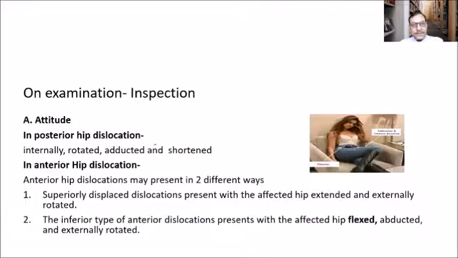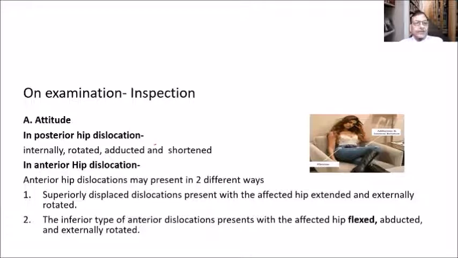When we try to examine, we start with orthopedic examination with the inspection. So attitude will be seen first, and attitude is very, very pathognomonic. The hip will be internally rotated, flexed, and adducted. In posterior hip dislocation, you can add internally rotated, flexed, and adducted.